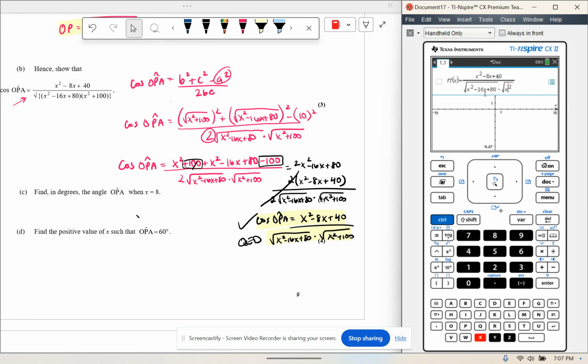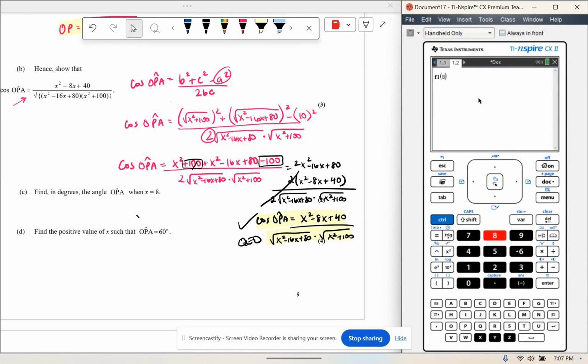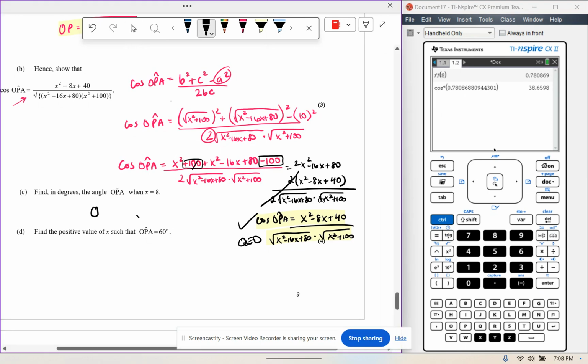It doesn't give us an angle measure. I'm looking at the question that it's about to ask me, and it's telling me that I'm going to evaluate this when x is 8. Also make sure you're in degrees. That's going to return a cosine trig ratio, so I need to inverse cosine it to get the angle. Angle OPA when x is 8 is going to be 38.7 degrees.